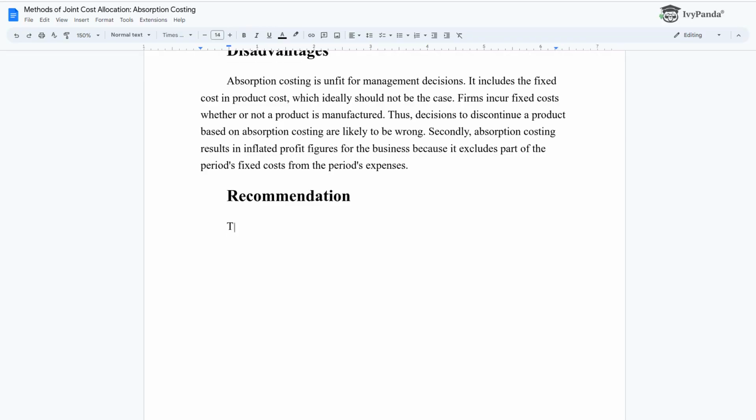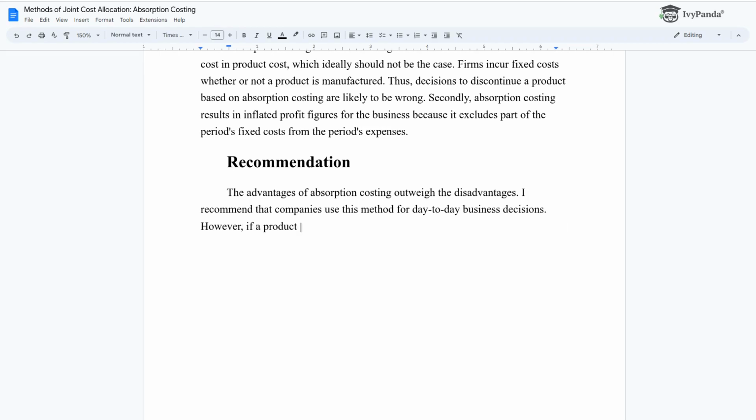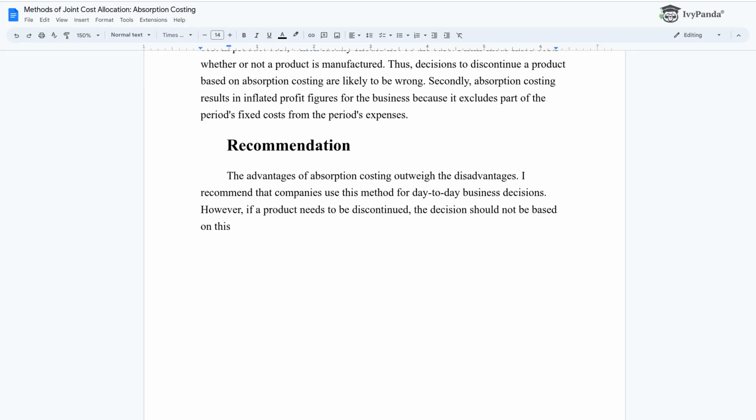Recommendation. The advantages of absorption costing outweigh the disadvantages. I recommend that companies use this method for day-to-day business decisions. However, if a product needs to be discontinued, the decision should not be based on this method.